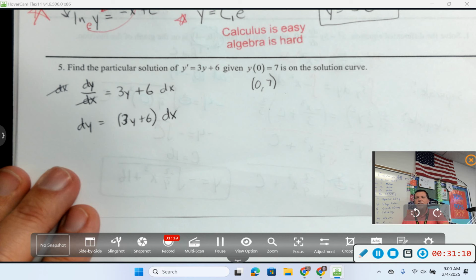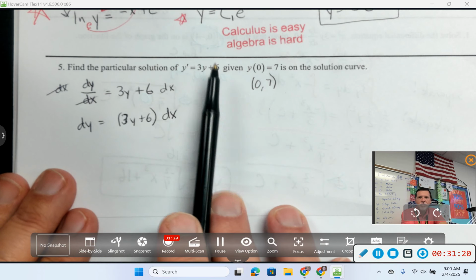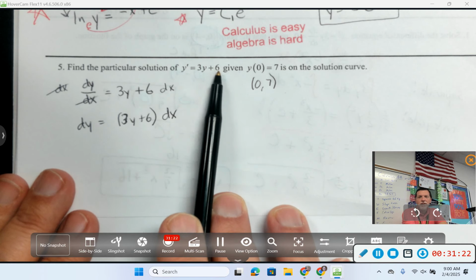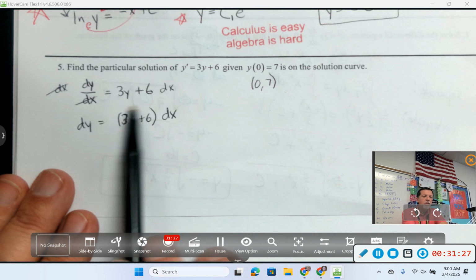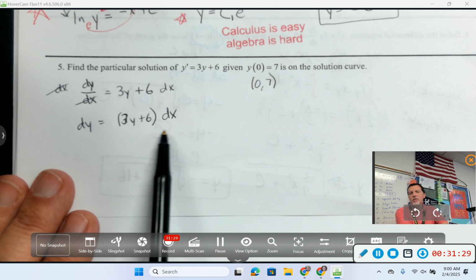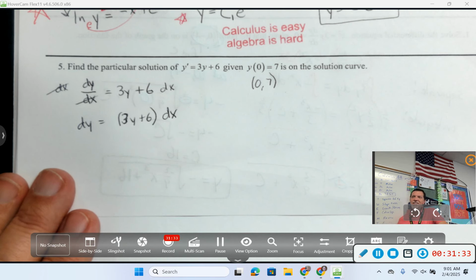Okay, what would you like to do now? Okay, we have options, but that's a good one. You can't subtract 6. That's the trick, or what people try, is let's subtract 6 over. But I need to divide by 3y plus 6. There's one other option that might make life easier later.